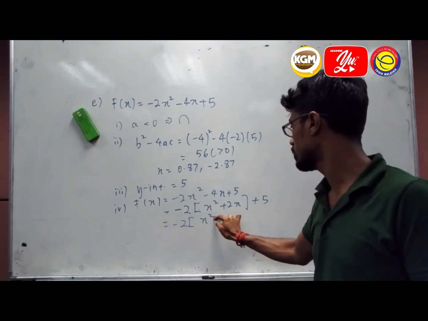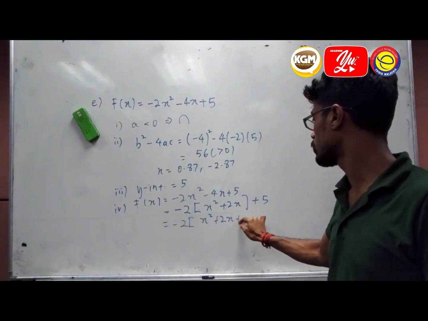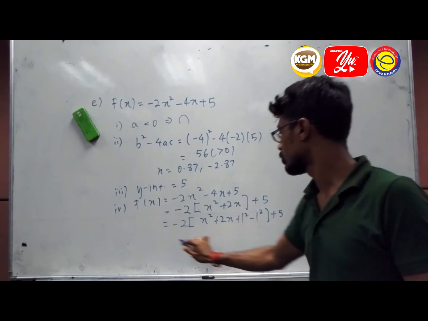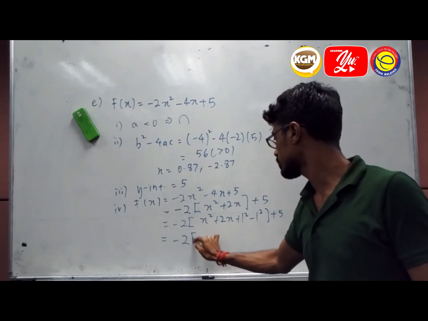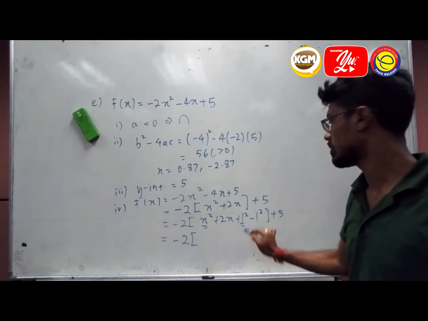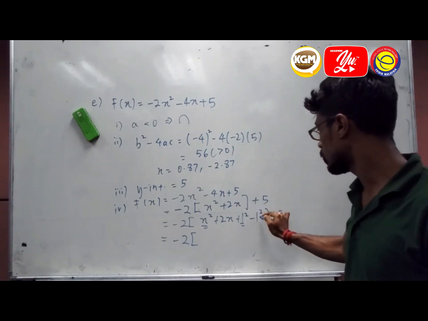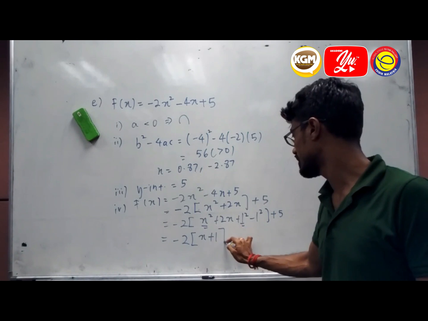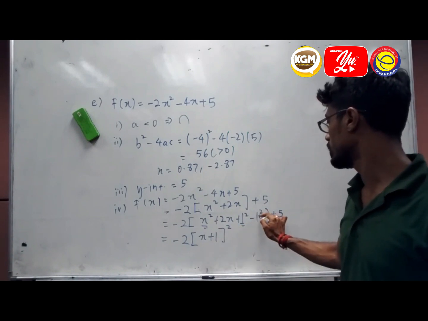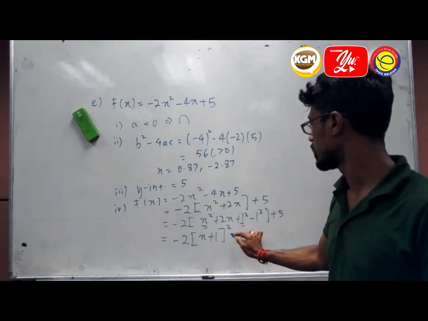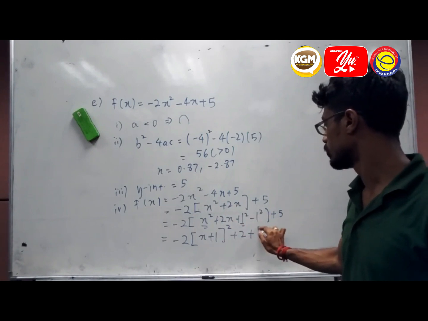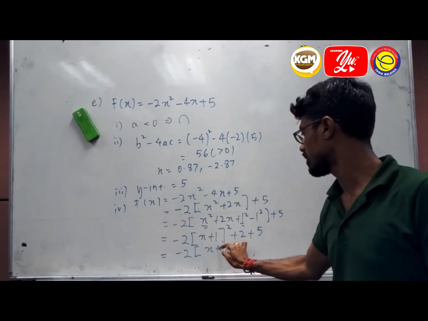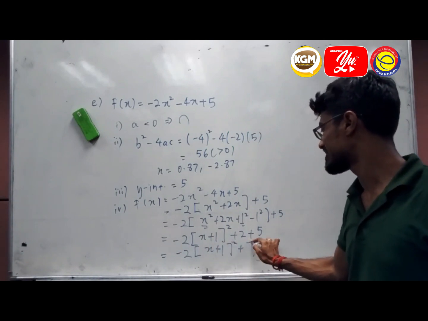So it'd be x squared plus 2x plus 1 squared minus 1 squared plus that. So now I need to combine a few things. This guy and this guy we're going to combine. This one we can push it out. So it's going to become x plus 1 squared. This is going to be -1 times with -2, you're going to get +2 plus 5. So we're going to get -2(x plus 1) squared plus 7.